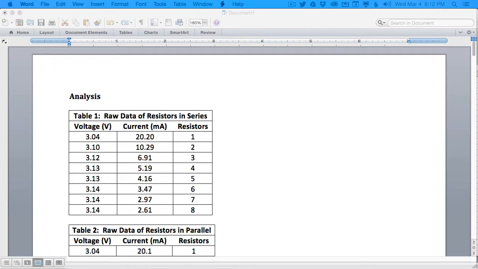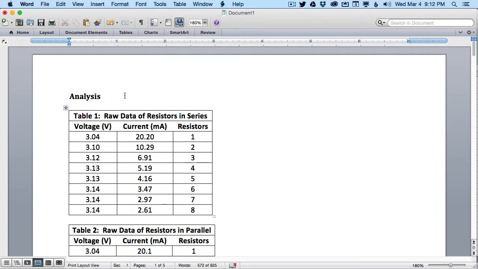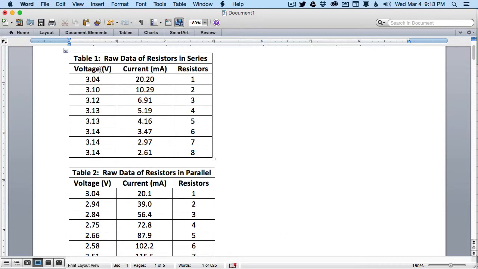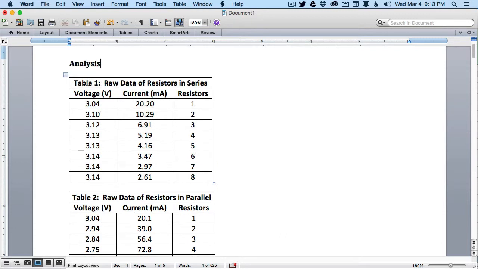So if you can see on the screen here, I've gone ahead and moved from Excel into Word, and we're typing out our analysis and conclusion section. So in the analysis section, I always like starting with the raw data. Notice how I've numbered every single table. That's if I want to talk about that table later in the paper, I can just refer to the number. I don't have to describe what table I'm using.